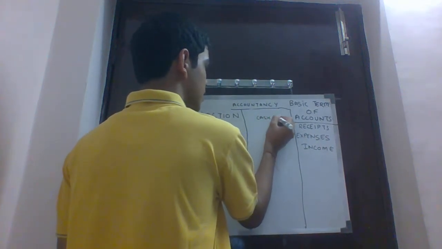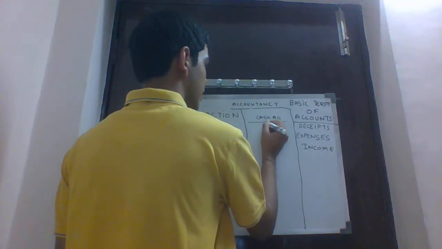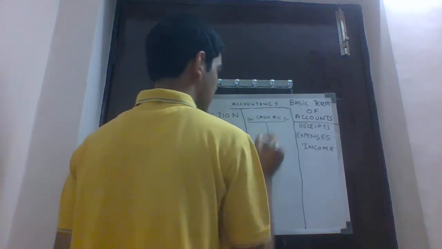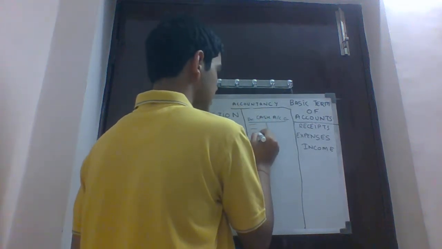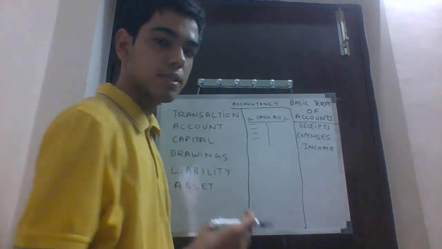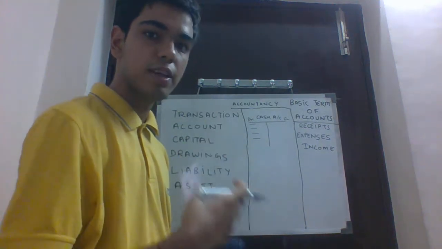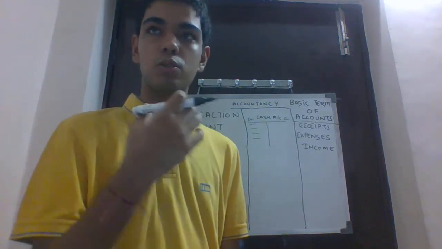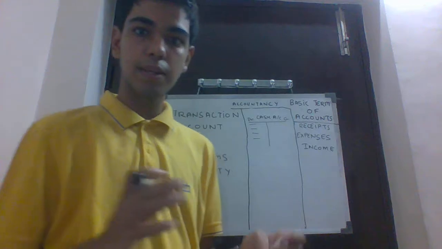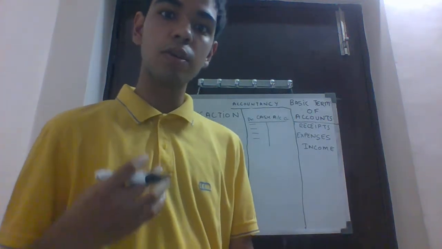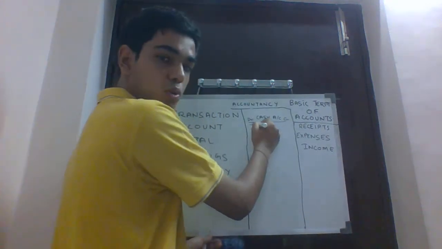We'll prepare a ledger account in the name of cash account, in which the left side will be the debit side and the right side will be the credit side. In the left side, that is in the debit side, all receipts will be recorded. That is through the sale of any asset, through the sale of any stock. For example, if I have sold a computer, what will be the entry? Cash to computer, because we are getting cash in return of selling the computer.